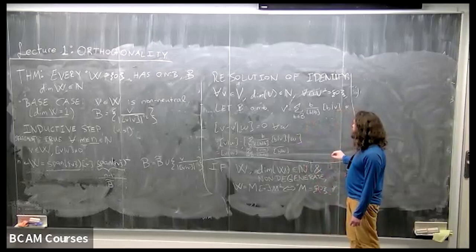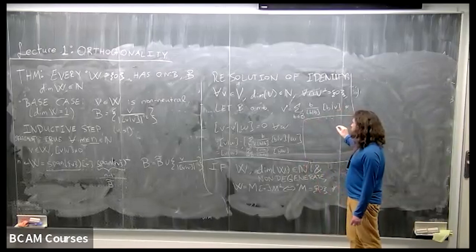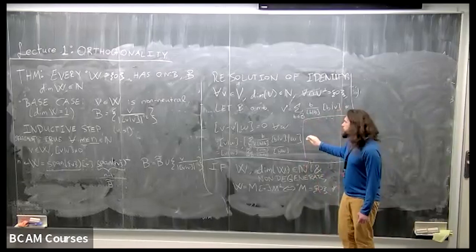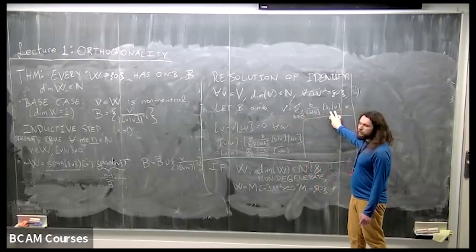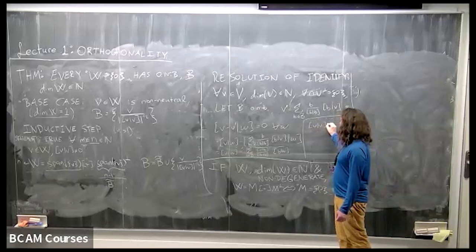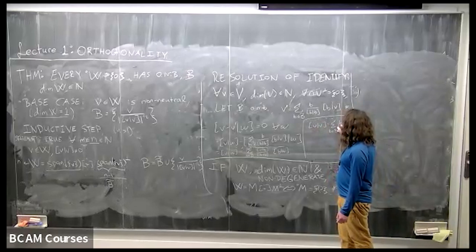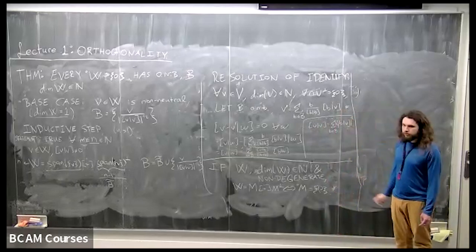Then the next thing that the Parseval identity gives us is that we can compute the inner product of a vector v with itself by using these coefficients. And so we can verify that this is equal to this. So this is the Parseval identity.